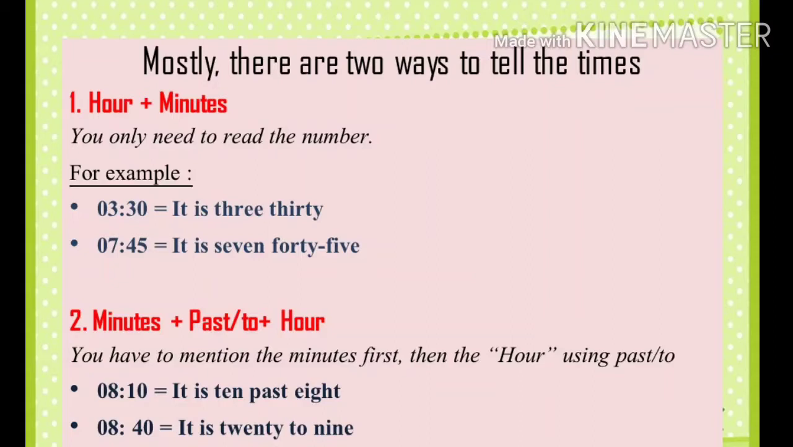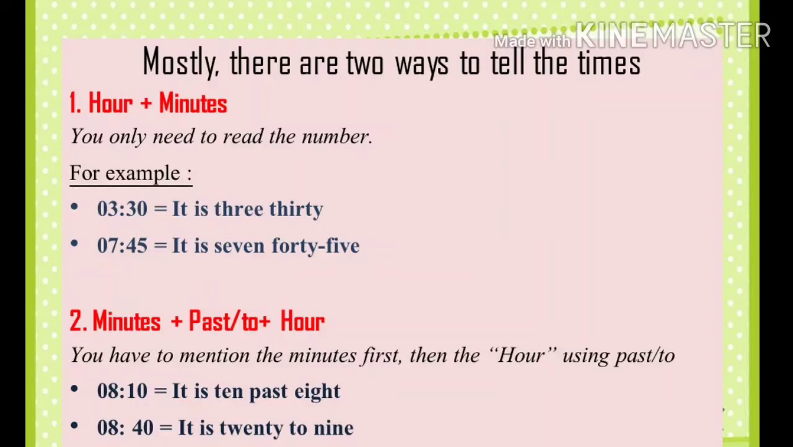For example, jam 8 lewat 10 menit. You have to read the minute first, ya. The minutes show 10. Karena lewat maka menggunakan past yang berarti lebih, kemudian diikuti dengan jamnya, that is 8. It is 10 past 8. Jam 8 lewat 10.